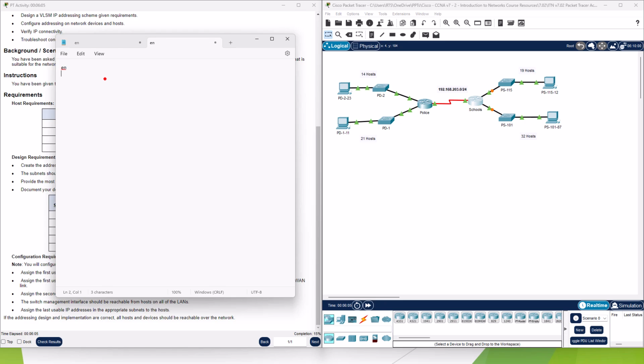So, enable, conf t, interface VLAN 1, IP address. First one is 192.168.203, dot... This one will be dot 2, which would be a 192. Alright, pound. This is going to go for PS 101. VLAN, alright, all that looks good. No shutdown.